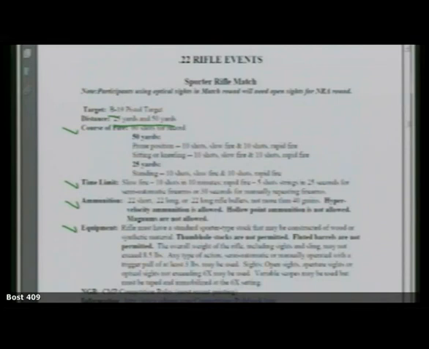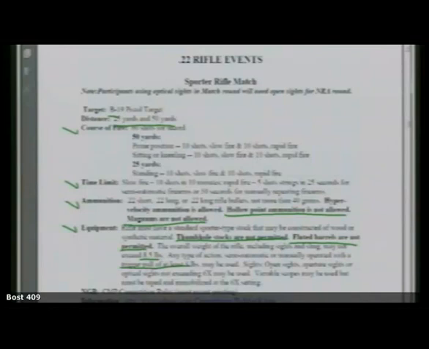It's important to point out that during the state invitational, hollow point ammunition is not allowed. Magnums are also not allowed. During this event, thumb hole stocks are not permitted. Also during this event, fluted barrels are not permitted. The overall weight of the rifle, including sights and sling, may not exceed 8.5 pounds. Any type of action, semi-automatic or manually operated, with a trigger pull of at least 3 pounds may be used. Emphasis on trigger pull must be at least 3 pounds.